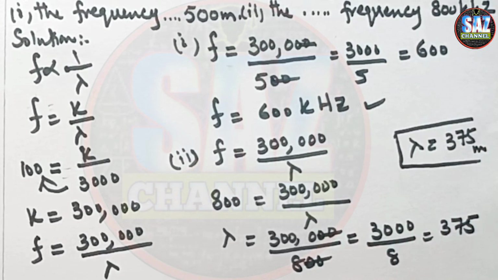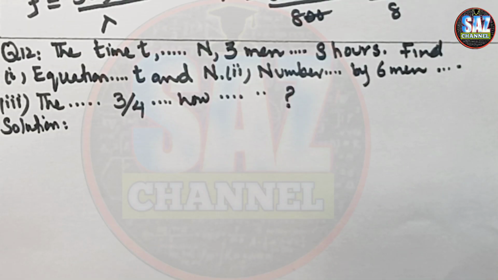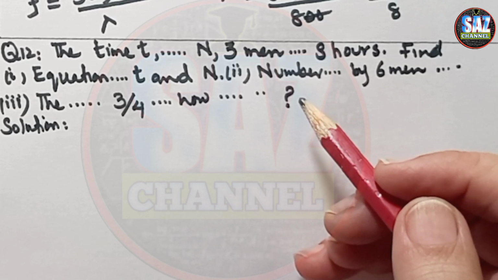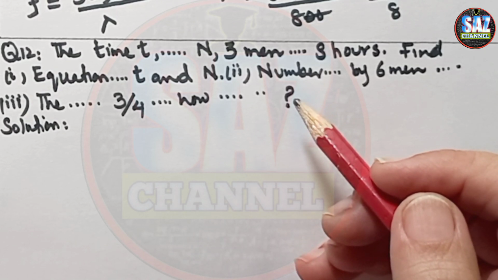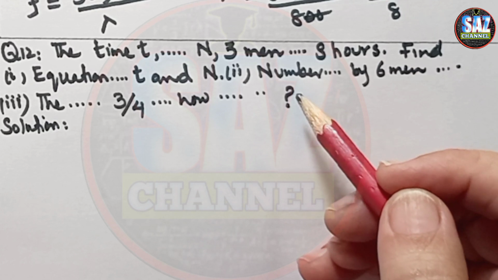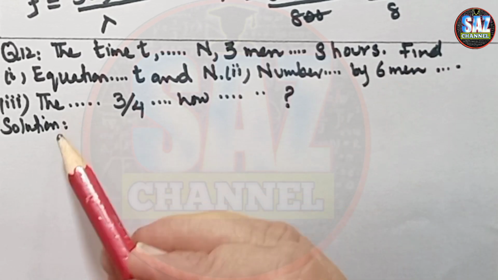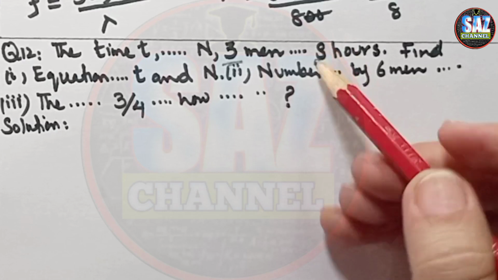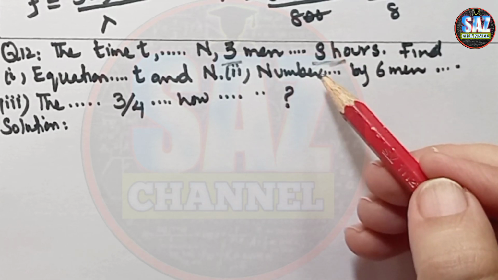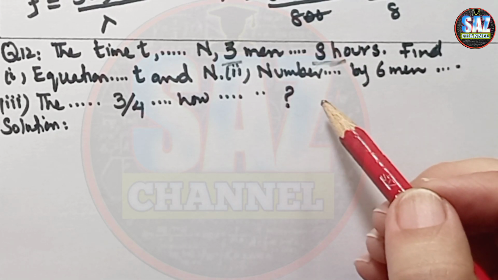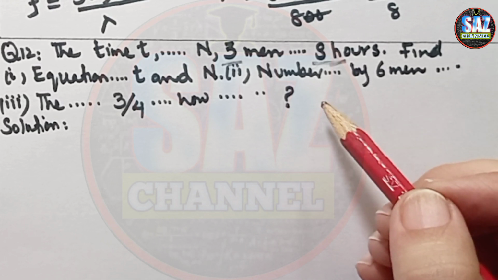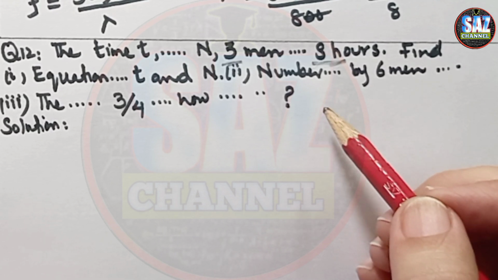Let's move to the next question, and let's read the question first and underline the important terms. The question says that the time t hours needed to complete the job is inversely proportional to n, where n is the number of men employed for the job. Then 3 men can complete the job in 8 hours. First of all, we have to write down the equation that connects t and n.